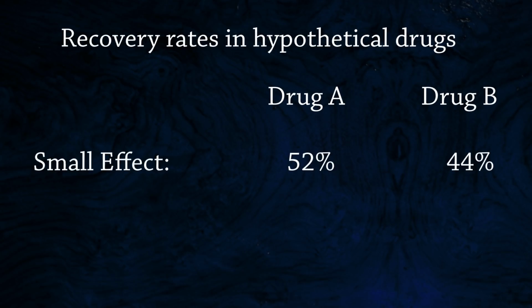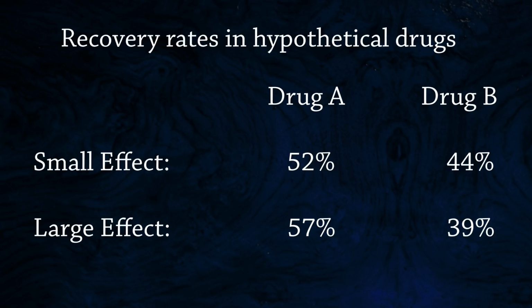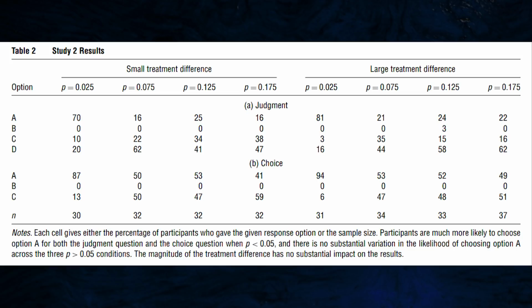The treatment difference size was also manipulated, with the small effect being 52% versus 44% recovery, and the large effect being 57% versus 39% recovery. And when the effect was larger, the researchers were somewhat more likely to choose A in all conditions, as you can see. Interestingly, in terms of choice, when the authors said what drug they would choose for themselves, they were much better at choosing A. But even in the large treatment difference group, it was only around 50-50 for the not statistically significant results.